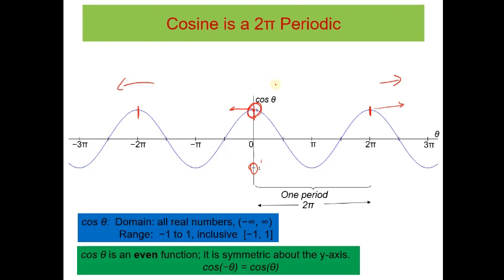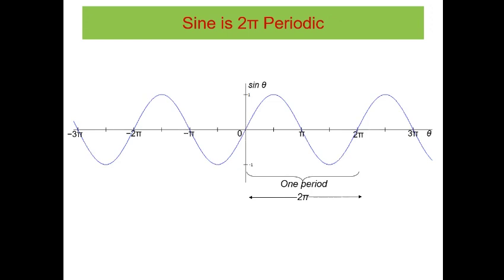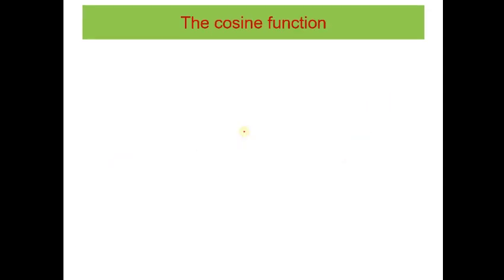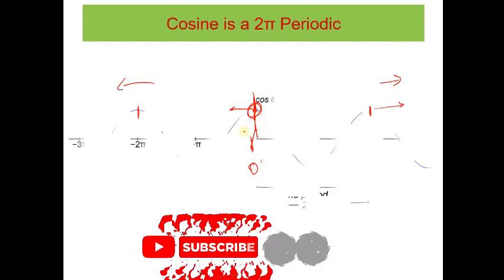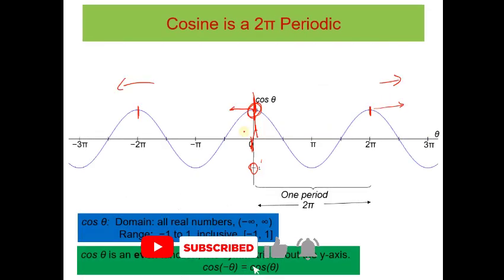And then the cos function is what? An even function, right? And it is symmetric about what? The y-axis. And also remember that the sine function was symmetric about what? The origin, yeah, the origin, not the x-axis. But then the cos function is symmetric about the y-axis. So you should take note of that. And it's an even function.